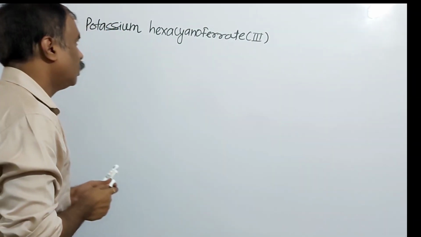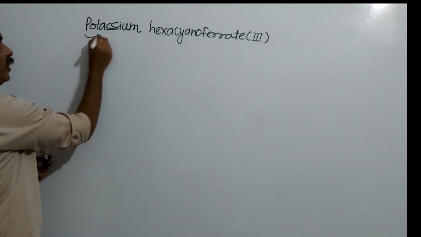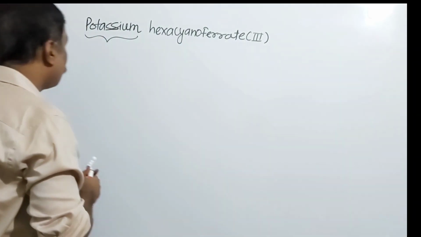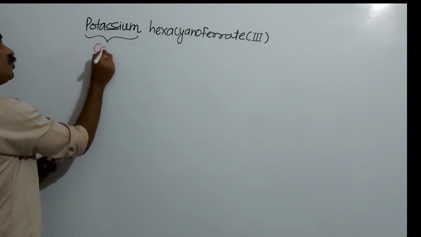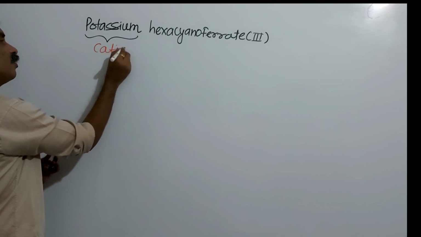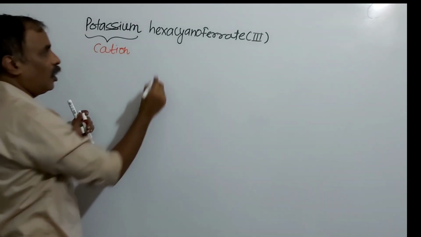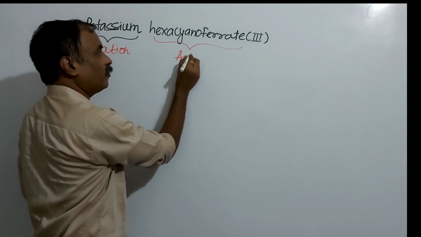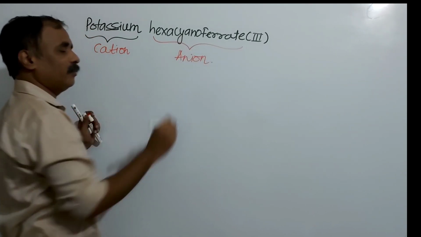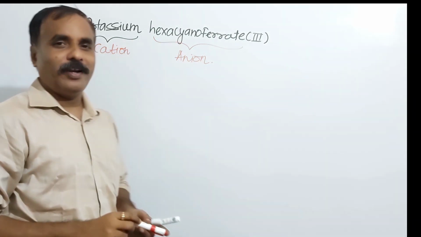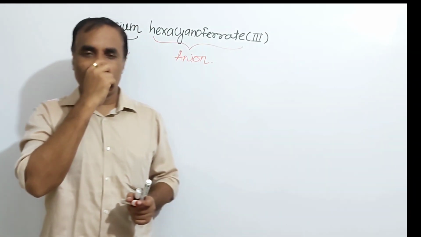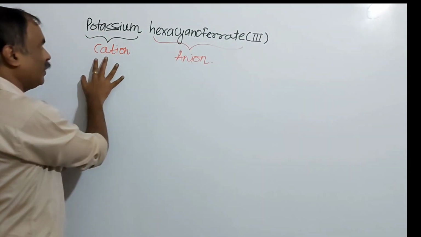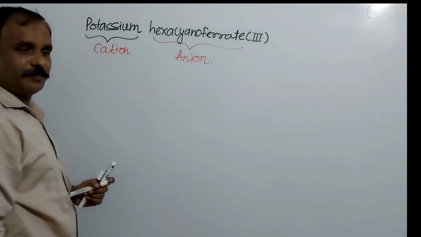See here, definitely this is the cationic part. And the right hand side will be the anionic part, the anion. Because in IUPAC nomenclature we have seen the very first rule: first we have to write the name of the cation followed by the name of the anion. So here it is a cation, and an anion.